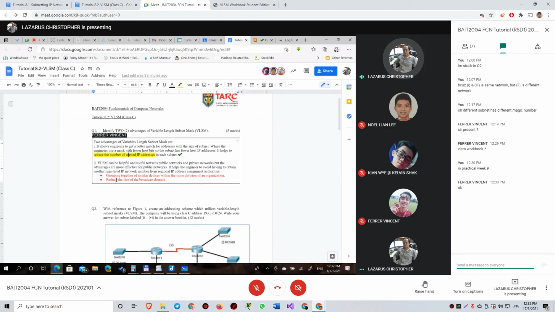And there are 2 alternate answers. Because we need 2, but we have 3. The first one is to reduce the number of wasted IP addresses, correct, from Farah. And grouping together similar devices. That means if you mention why you group, it's easier to control or manage access to devices, because with similar devices in the same network, the organization can set up the networks based on their divisions. And reducing the size of the broadcast domain is another one.